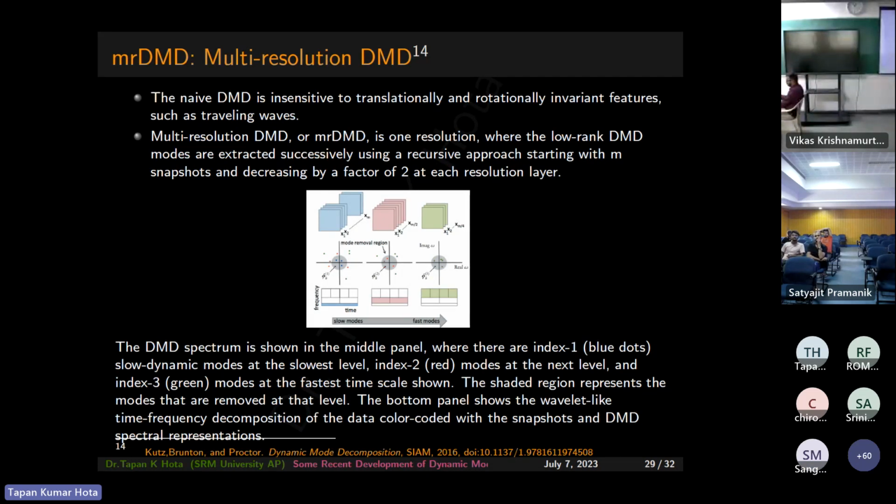One way to understand my problem of viscous fingering is that the proposal is multi-resolution, where multiple scales are available. In multi-resolution DMD, or MRDMD, you divide the whole data into two sets, the pink and gray. At each level you throw out slow modes. For example, the middle panel shows the DMD spectrum. Index 1, the blue dots, are the slow dynamics modes. The second level blue ones are the modes of the second level and the third level. Whatever the slow modes are, you segregate them at each level and throw them out. Only the fast modes are what you require and are going to concentrate on.